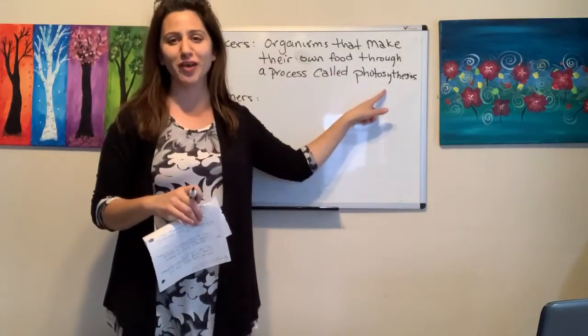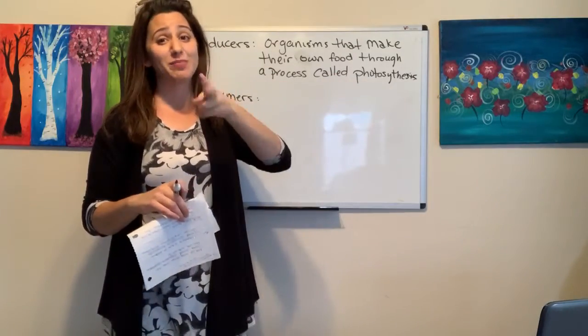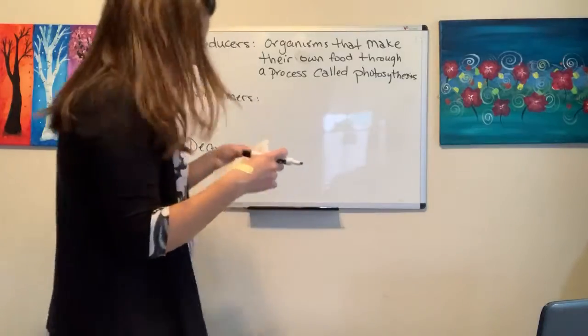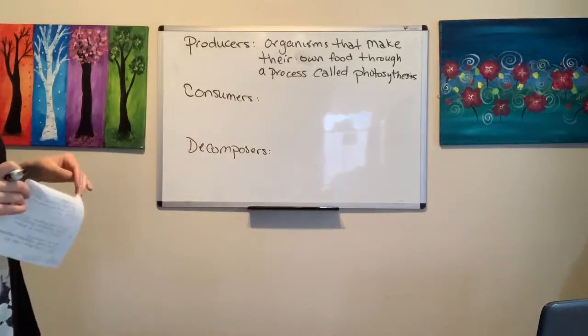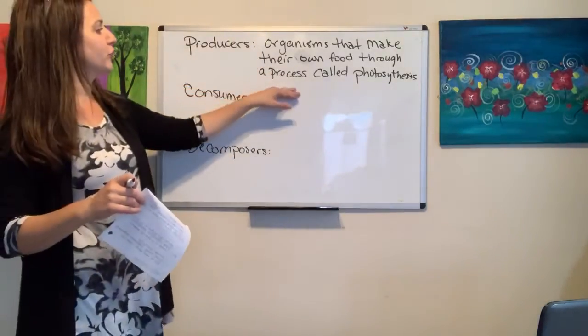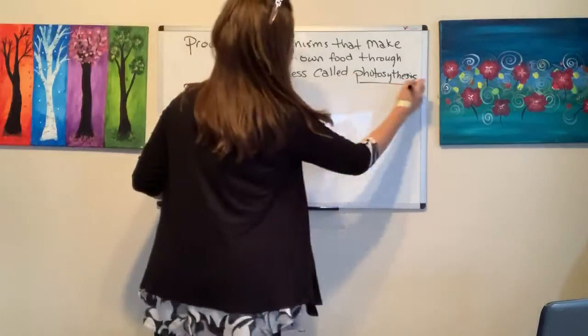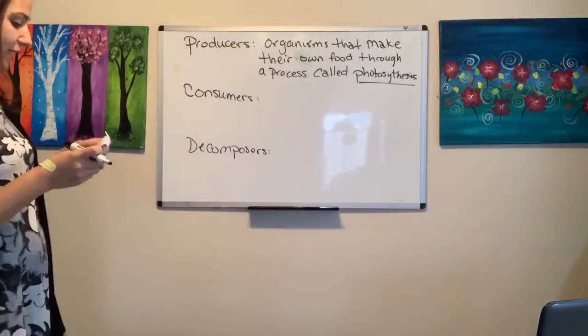But they are also, so if you have siblings in 6th grade, you might for a little bit be on the same page. All right, so we know that producers are organisms that make their own food through this process called photosynthesis, and we're going to discuss that in just a little bit.